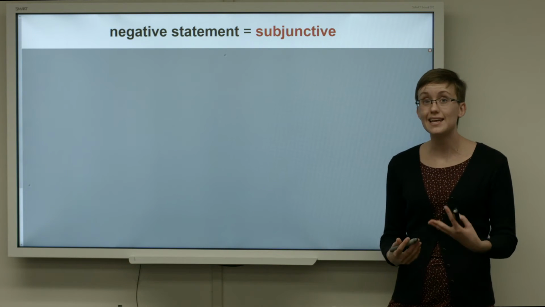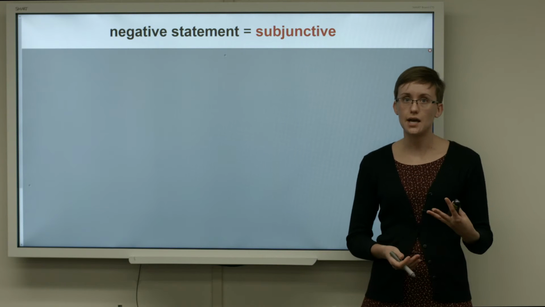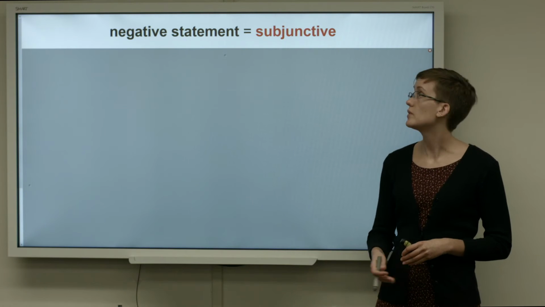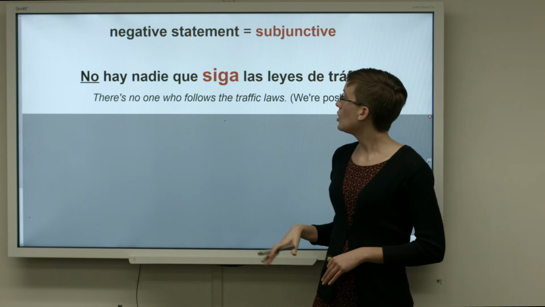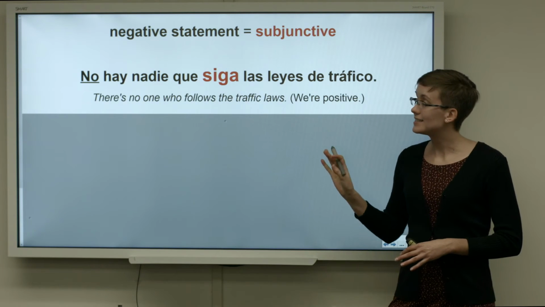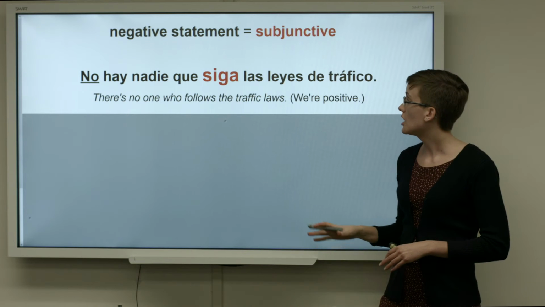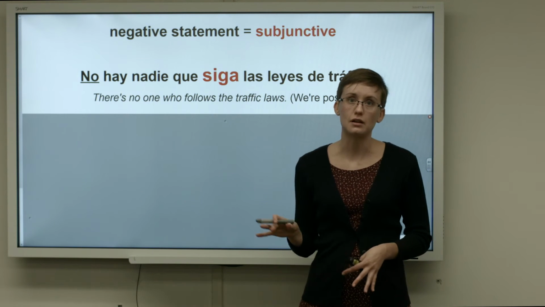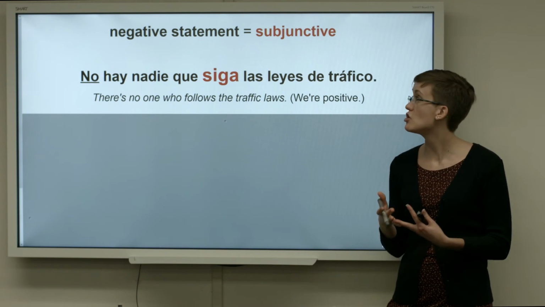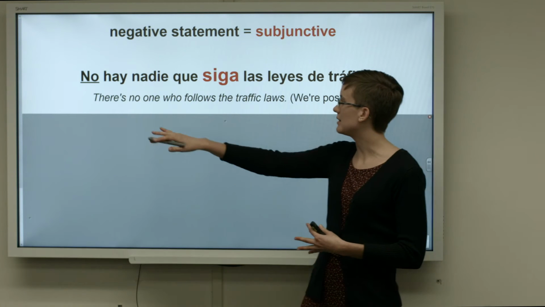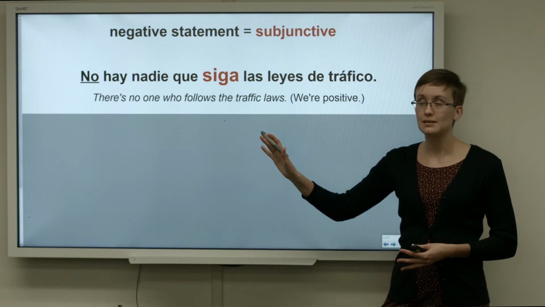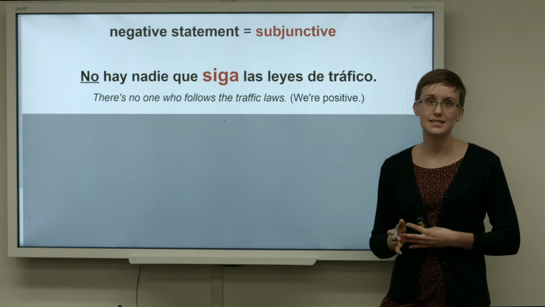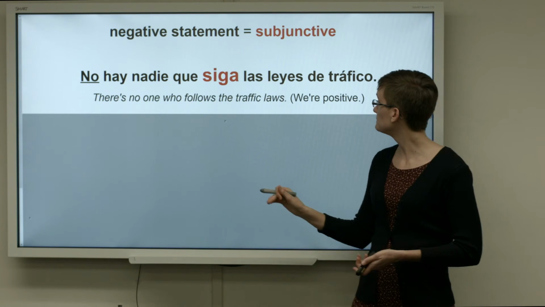Also, when we make a negative statement, a statement of denial about something or someone, we also use the subjunctive. No hay nadie que siga las leyes de tráfico. There's no one who follows the traffic laws. I'm sure about this. I'm sure that no one exists. I'm making this negative statement, no hay nadie. So I'm going to use the subjunctive siga instead of the indicative sigue.